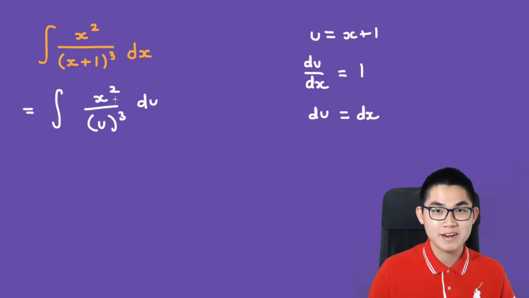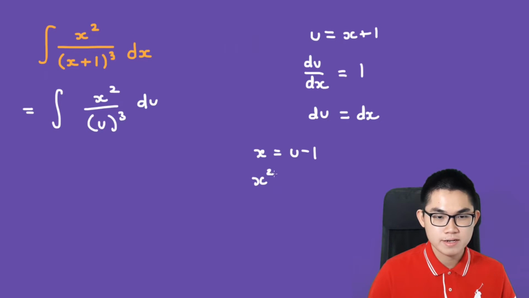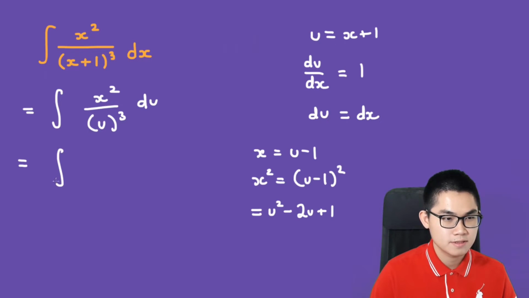So what is x squared? Well, if you look at this here, you can see that u is equal to x plus 1. So x is equal to u minus 1, and x squared is u minus 1 to the power of 2. And u minus 1 to the power of 2 is what? It's going to be u squared minus 2u plus 1. So here x squared is basically u squared minus 2u plus 1.